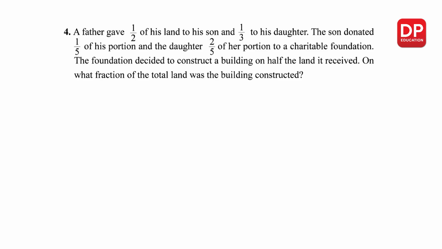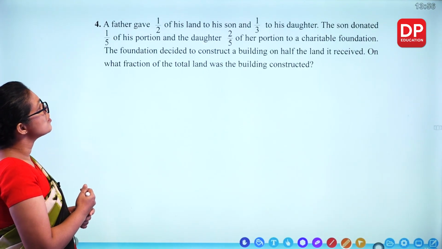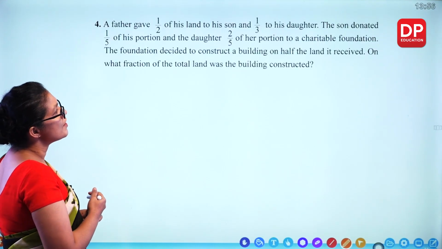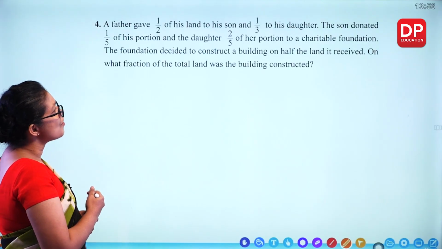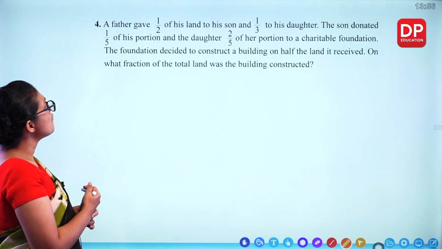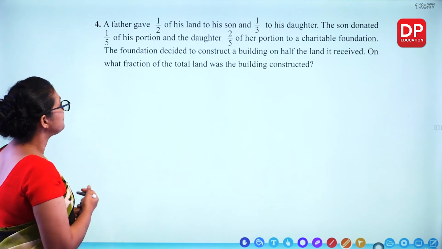Question number 4. A father gave half of his land to his son and 1/3 to his daughter. The son donated 1/5 of his portion and the daughter 2/5 of her portion to a charitable foundation. The foundation decided to construct a building on half the land it received. On what fraction of the total land was the building constructed?